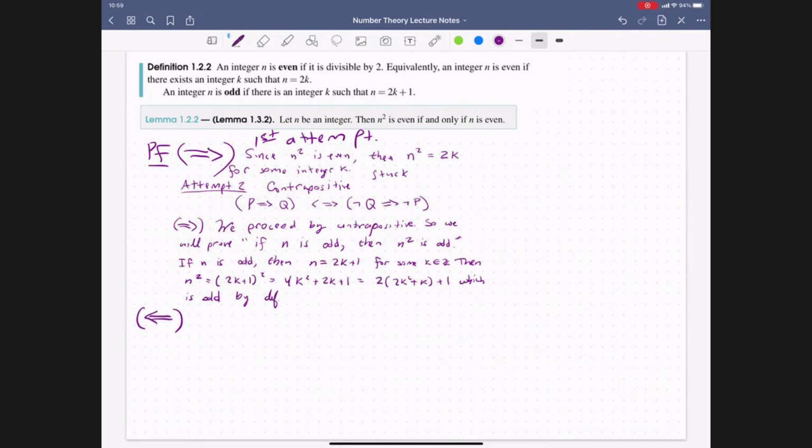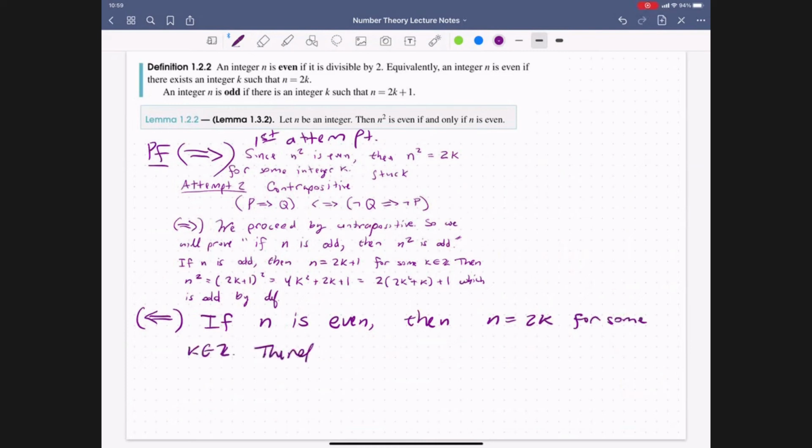Now the converse is much easier. So now we're assuming if n is even, then n is equal to 2k for some integer k.